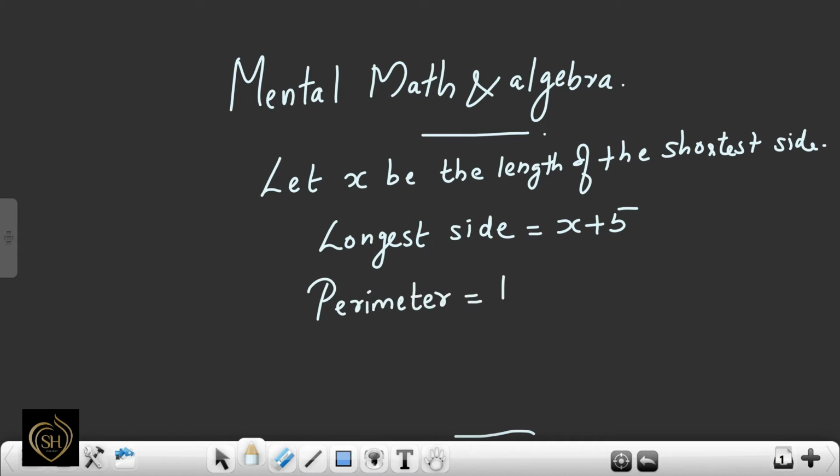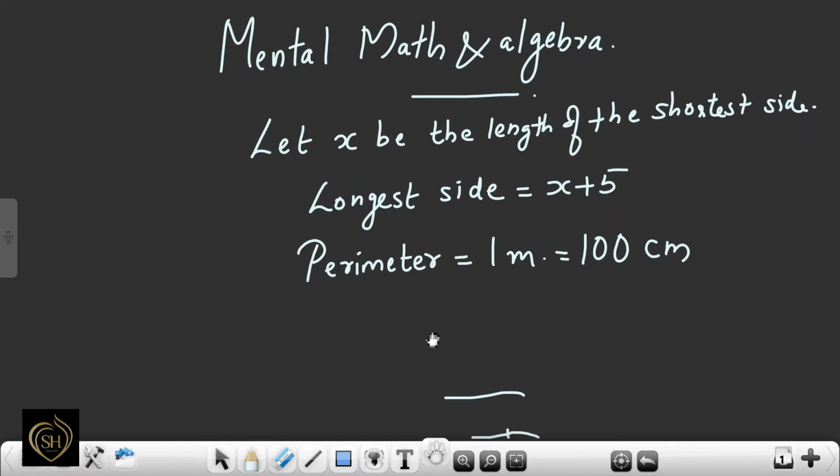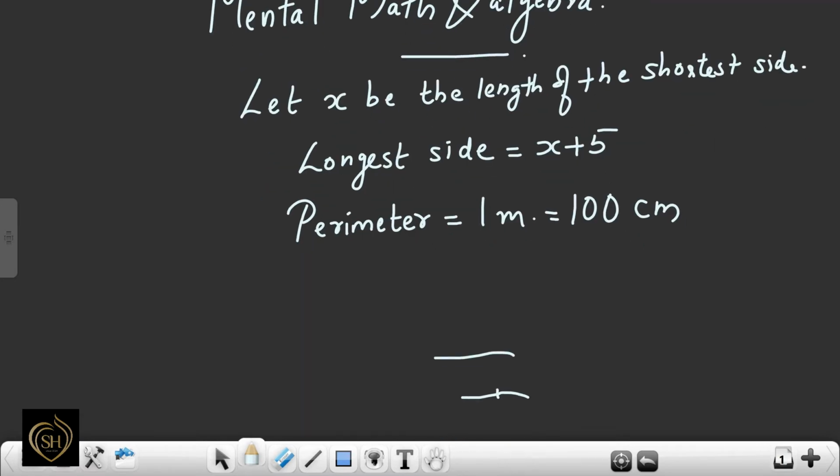Now here it is given that the perimeter is 1 meter. But also given that one side is 5 centimeters longer than the other. Here the unit of the side is what? In centimeters. So convert meters into centimeters. 1 meter is equal to 100 centimeters. Now the perimeter of a rectangle is 2 into (L plus B). That is, 2 into (L plus B) is 100 centimeters.